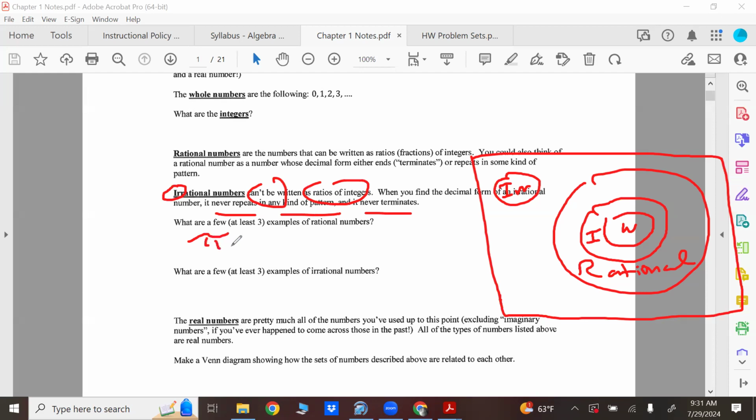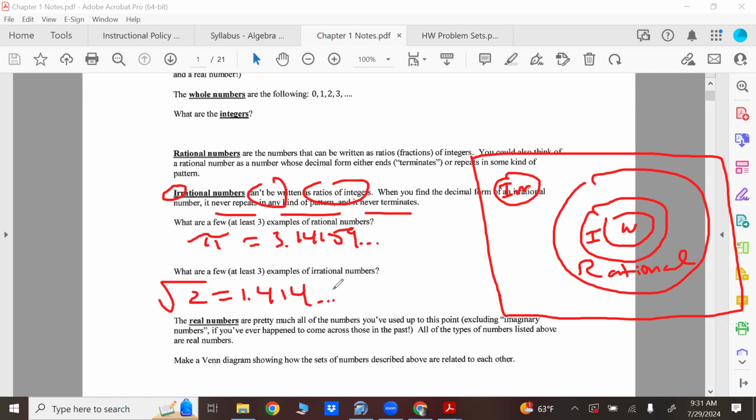Pi, right? Pi just goes on forever. It's 3.14, I think 159, and that's the best I can do. I don't really care to memorize the digits of pi. Or root 2. Root 2 is a funky number, right? It's not a perfect square. So that's another example. And there are some other ones, but I think we'll just stick with those two for now.